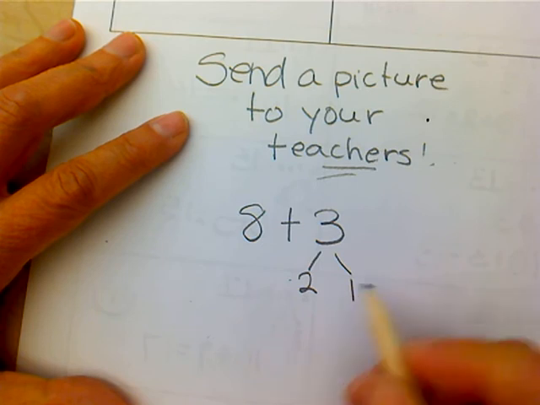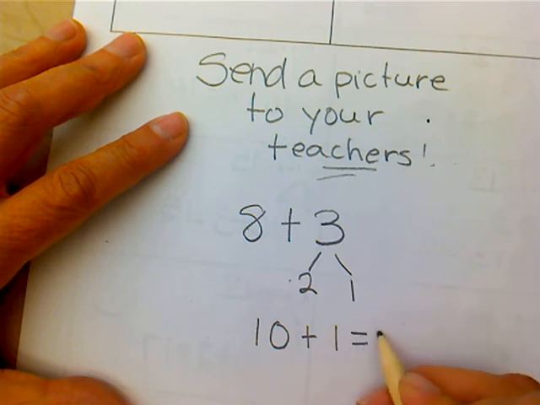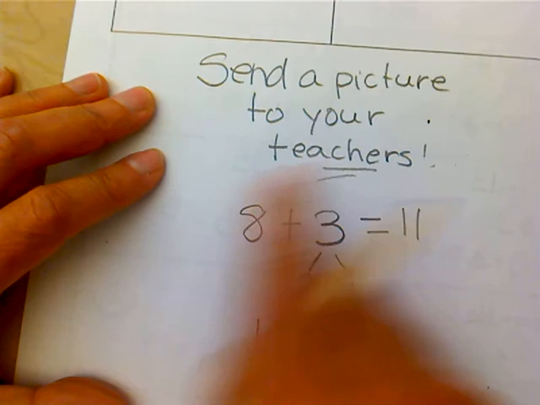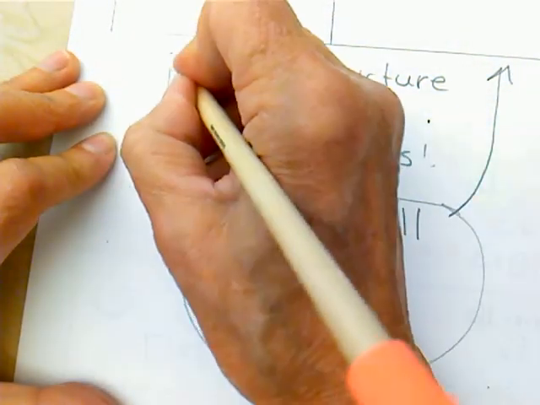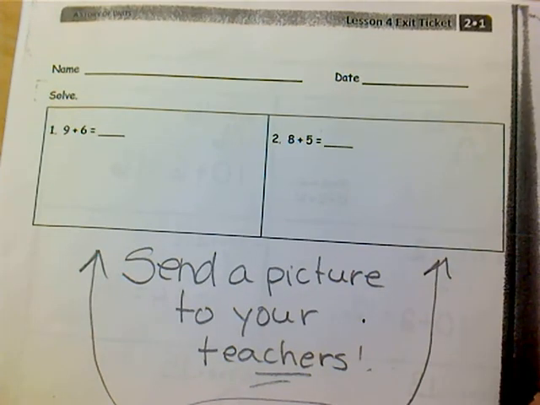That would leave 1 more. 8 plus 2 is 10, plus the 1 you didn't use would give you 11. So 8 plus 3 would be 11. This is what I need to see up here and up here. Does everyone understand? Okay, do the exit ticket. Shut the video off.